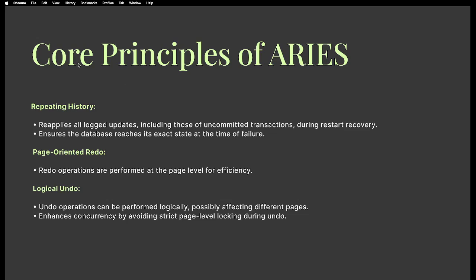So talking about the core principles of ARIES, the first one is repeating history, the second one is page-oriented redo, and the third one is logical undo. ARIES is built on these three principles. Repeating history means that during recovery all logged updates are repeated to restore the database to its exact state before the failure, regardless of the transaction commit status. Okay. The second one, page-oriented redo, optimizes recovery by focusing on individual pages.